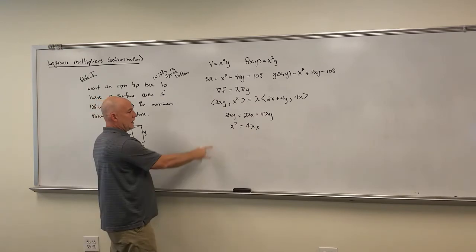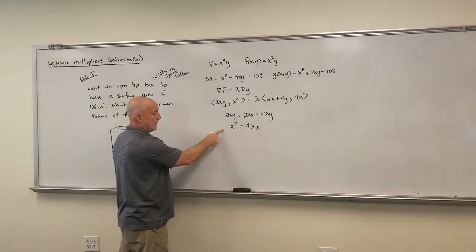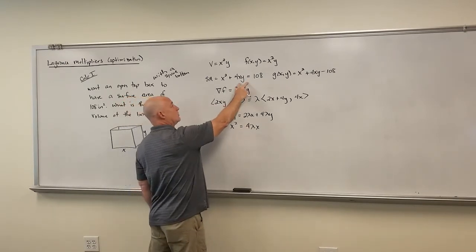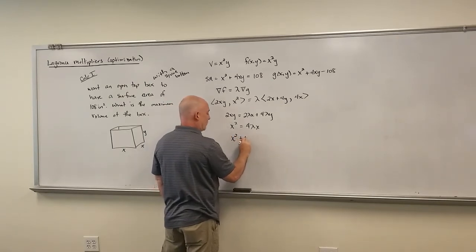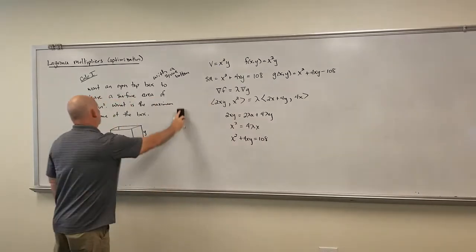Now notice here we got two equations with 3 variables in them. We have x's, y's, and lambdas. So we need a third equation, and the third equation is the actual constraint equation itself. x squared plus 4xy is equal to 108. All right, let me go back over here.